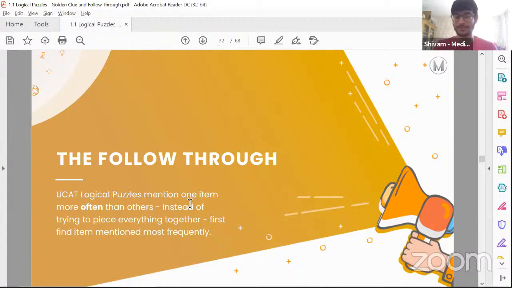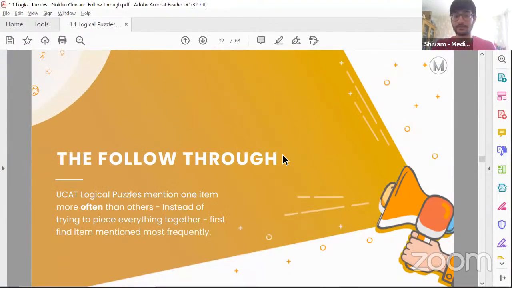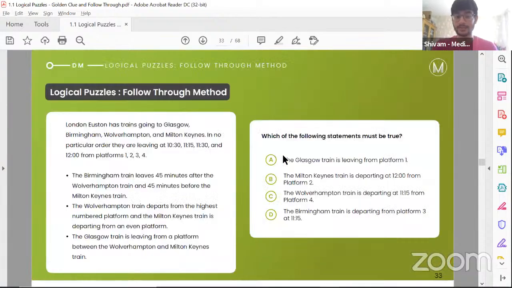So the cat that was mentioned five times, it's exactly the same on that previous question. We know that our follow-through method means we're going to be following through with Zloty and Danish Krone. That is going to be our main focus. That is what we are, in our mind, going to really focus on most. So let's have a go at this question again.